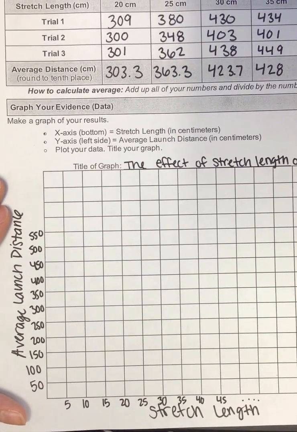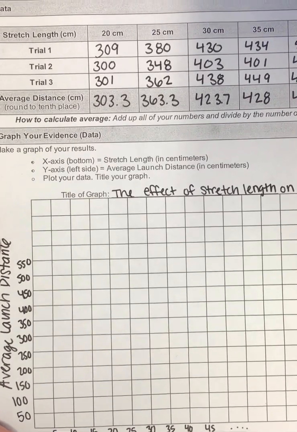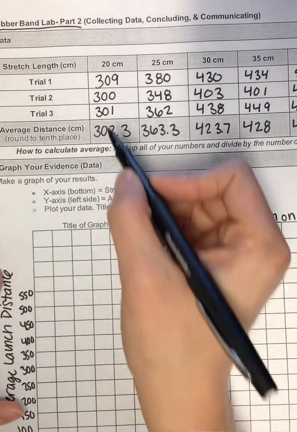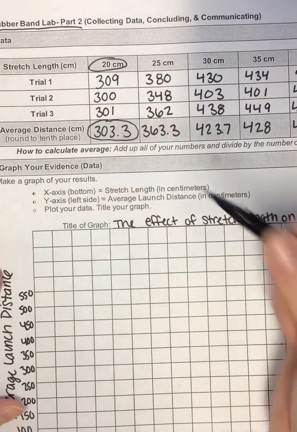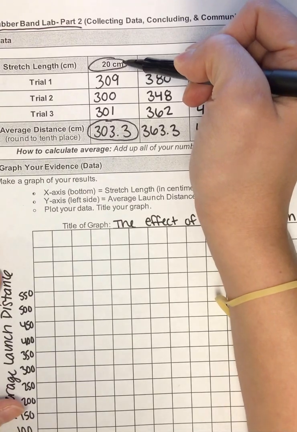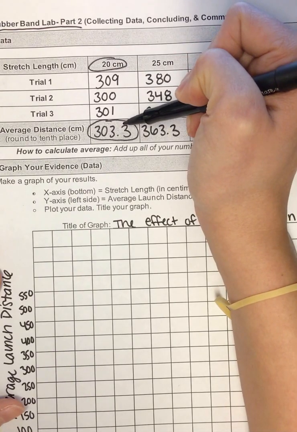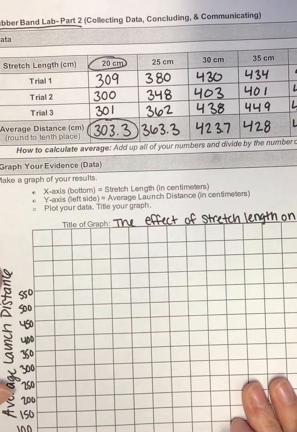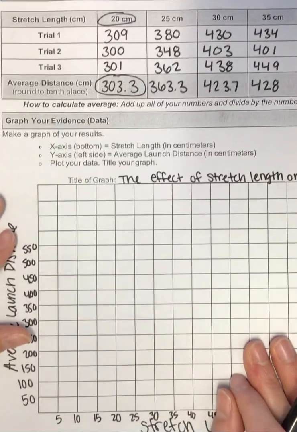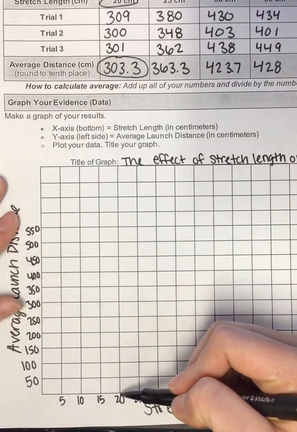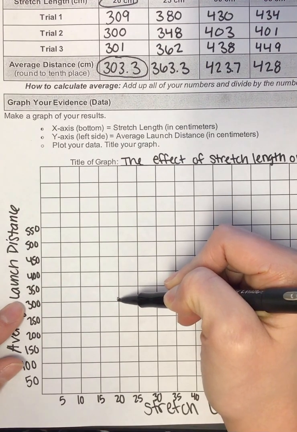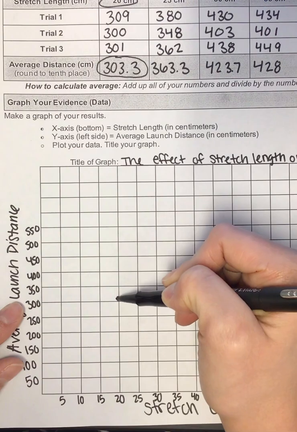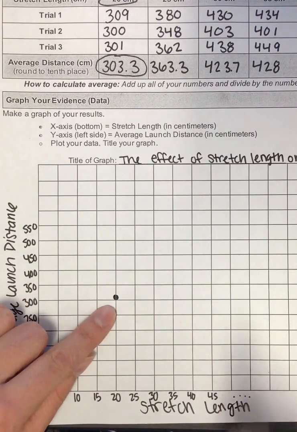Now I'm going to show you how to plot a couple of these points, and you're going to finish by yourself. So first, all that I care about is the average and the stretch length. So here, with a stretch length of 20 centimeters, my average distance is 303.3. I'm not going to be able to be that precise on this graph because I'm jumping by 50 every line, but we could say at 20 centimeters, the rubber band traveled just over 300 centimeters. So that is where that point is going to go.